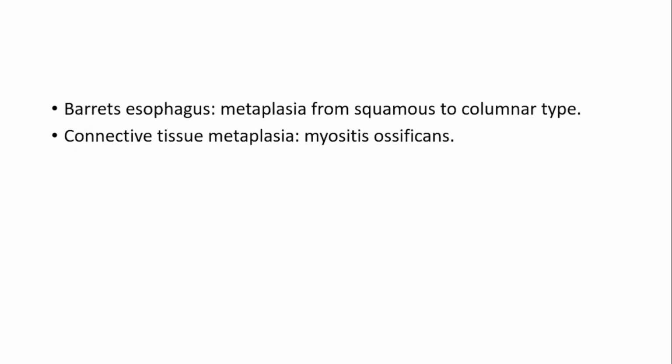One of the examples of metaplasia is Barrett's esophagus, which occurs in the esophagus. The normal esophagus is lined by squamous epithelium. So this esophageal squamous epithelium is replaced by intestinal type of columnar epithelium. This is because of reflux of gastric acid.